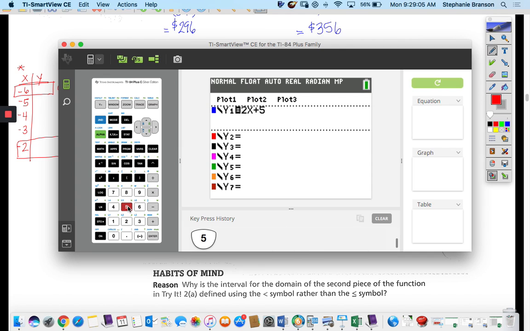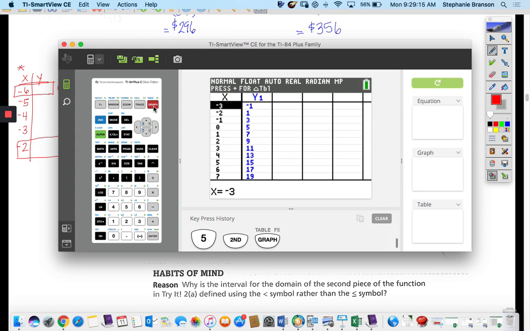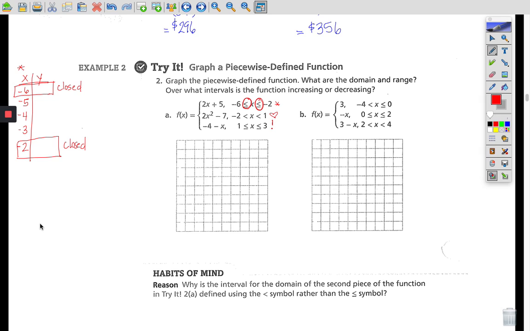And remember, I'm only worried about the x values from -6 to -2. Y'all remember how to get to the table? You get second graph. And I am only worried about -6 to -2. So we got -7, -5, -3, -1, and +1.